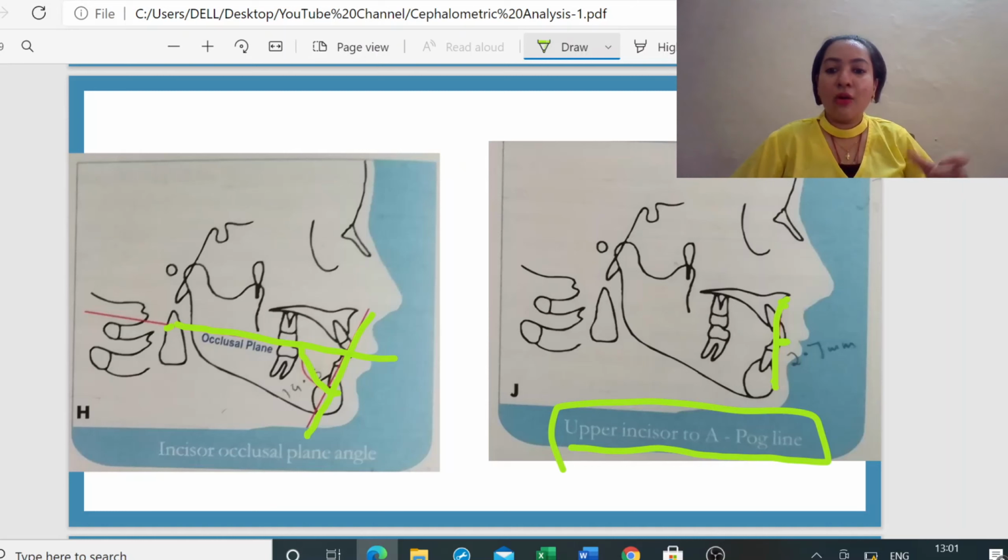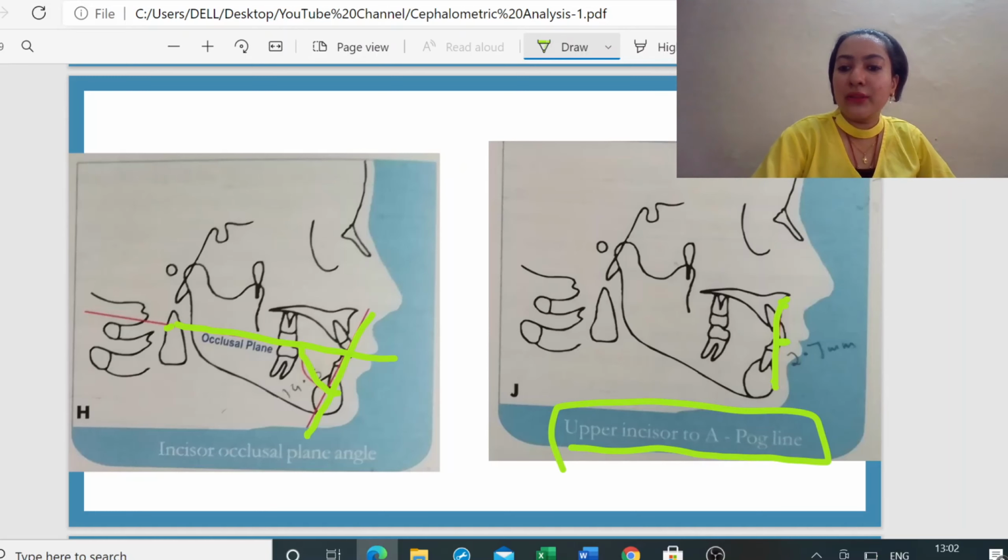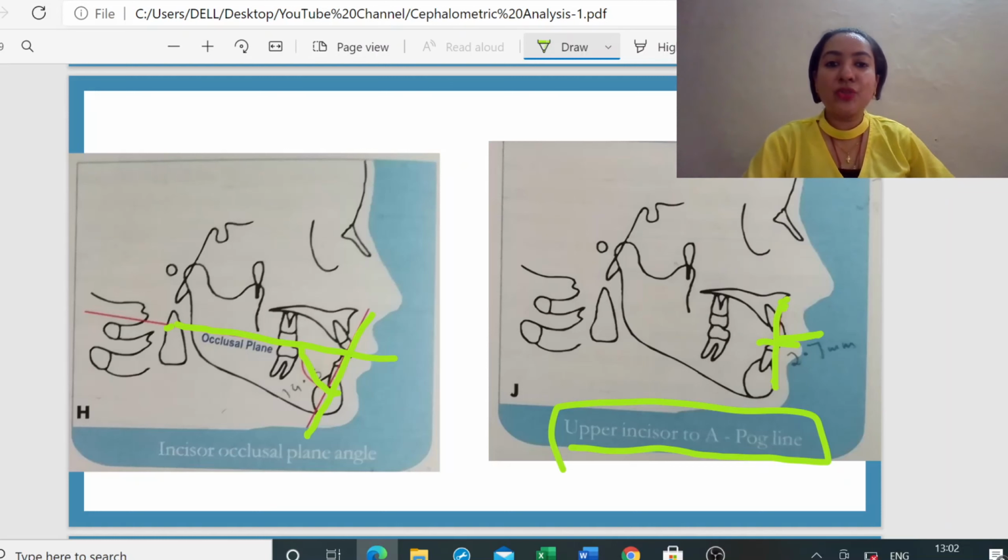If my horizontal distance increases, it means my upper incisors are proclined. And if it reduces, it means they are retroclined. Why? Because if they are on this side, it means proclination is there. Suppose when you join A and Pogonion and this is the point where you get the upper incisor, it means it is retroclined. Okay, so upper incisor to A-Pogonion line helps us to know how much proclination or retroclination is there.